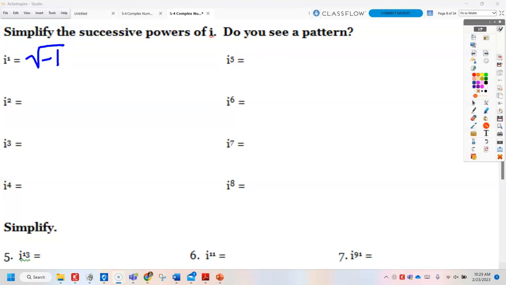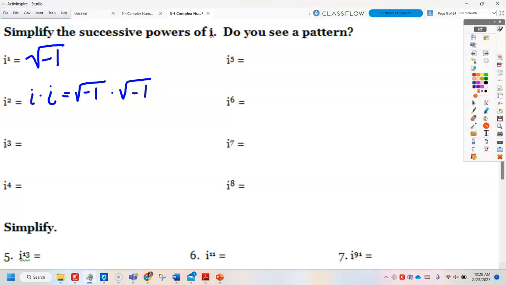So if you're talking about x squared, it's the same as x times x. That goes way back to elementary math days. X times x equals x squared. So i squared would be i times i, but we just said i was equal to the square root of negative 1, so it's the square root of negative 1 times the square root of negative 1.